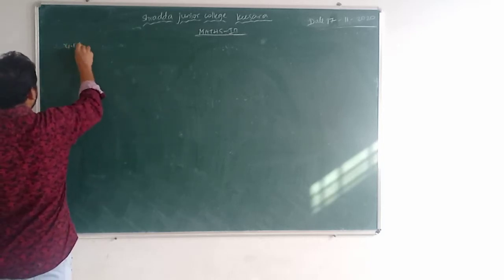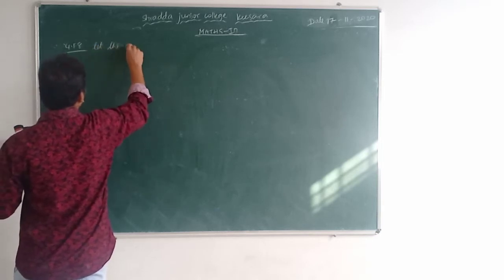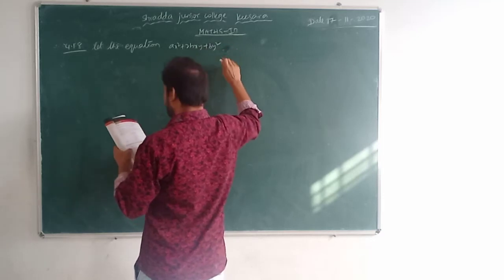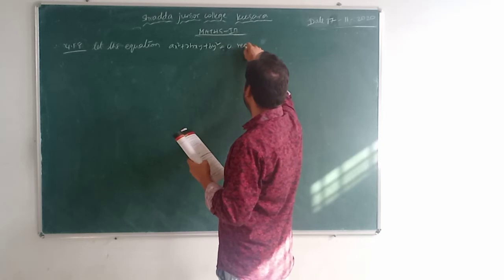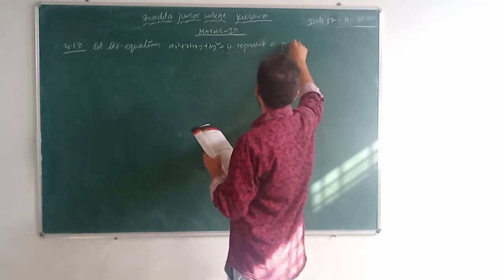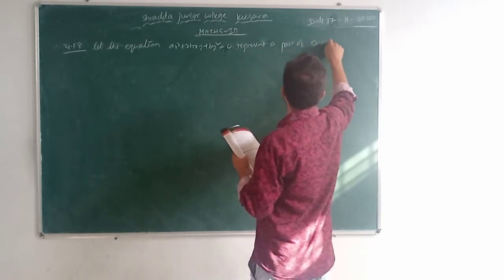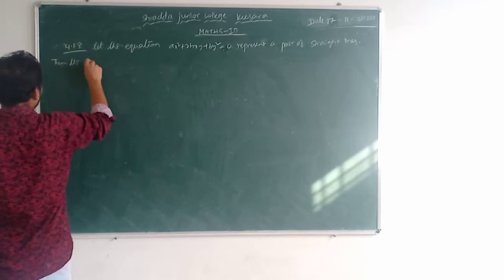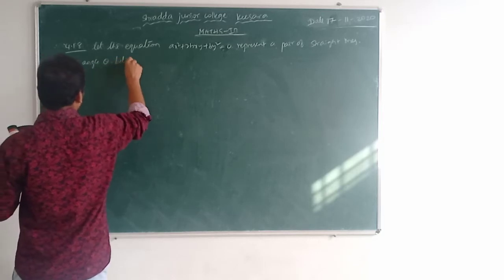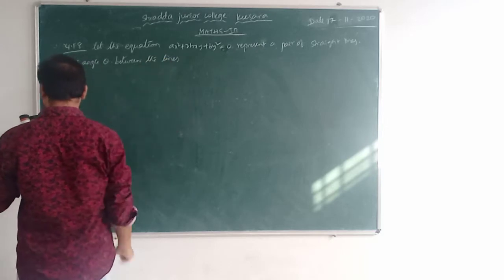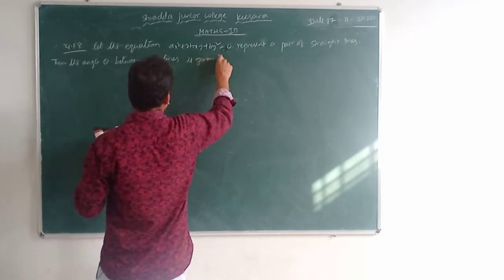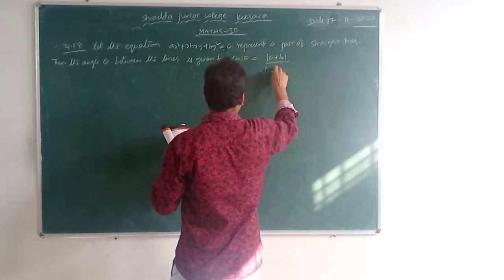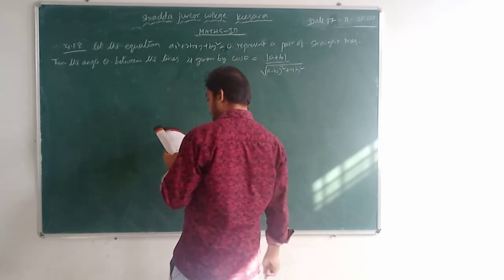So the first theorem, this is important for 7 marks. Let the equation ax square plus 2hxy plus by square equals to 0 represent a pair of straight lines, then the angle theta between the lines is given by cos theta equals to mod a plus b by square root of a minus b whole square plus 4h square.